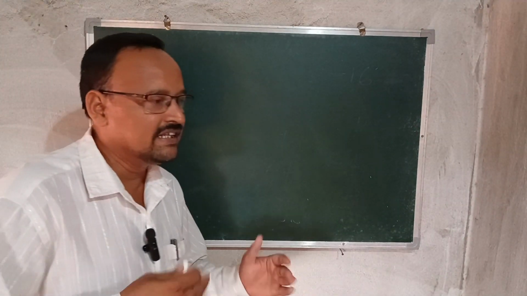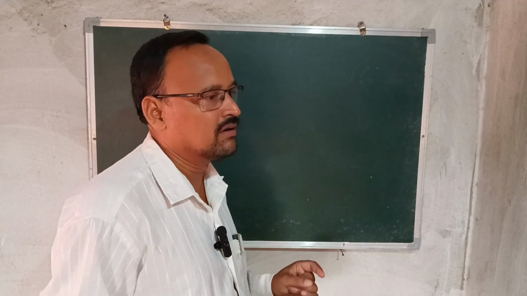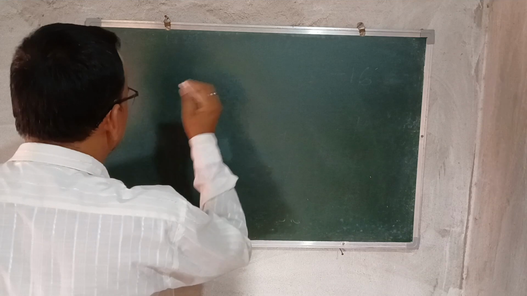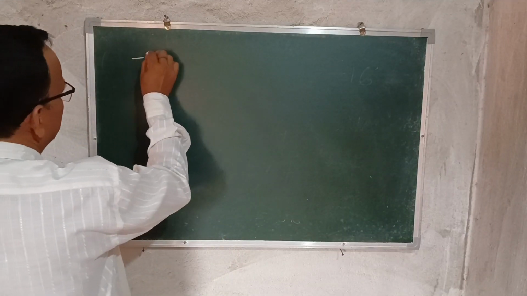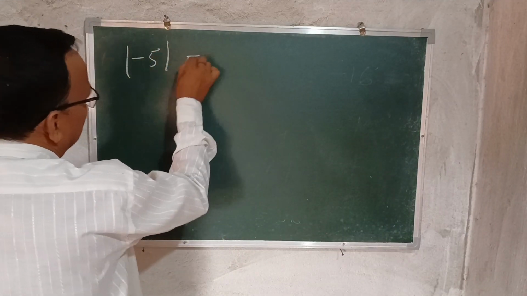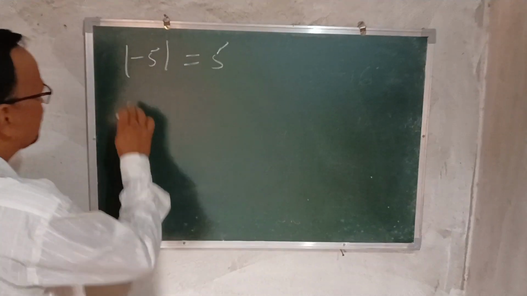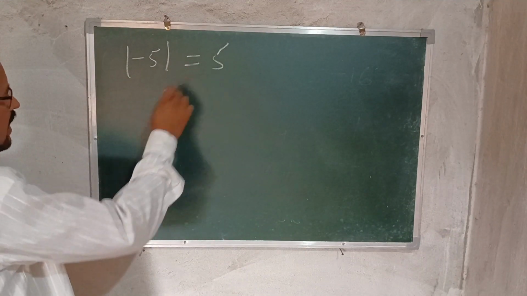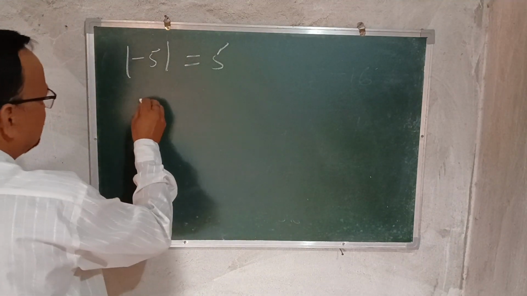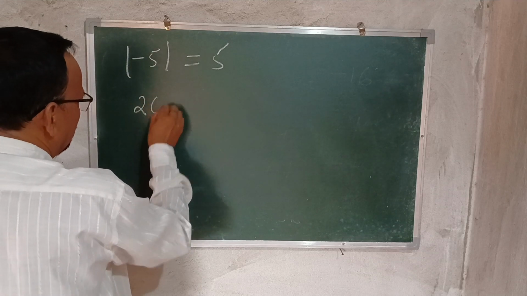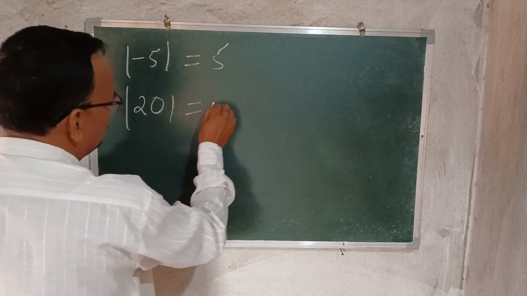Another system: modulus of a number, or absolute value. Suppose minus 5 is given. The modulus of minus 5 is equal to 5. And the modulus of 20 is equal to 20.